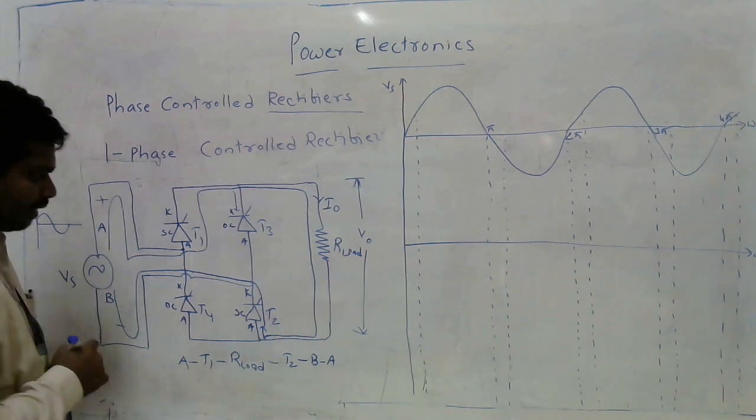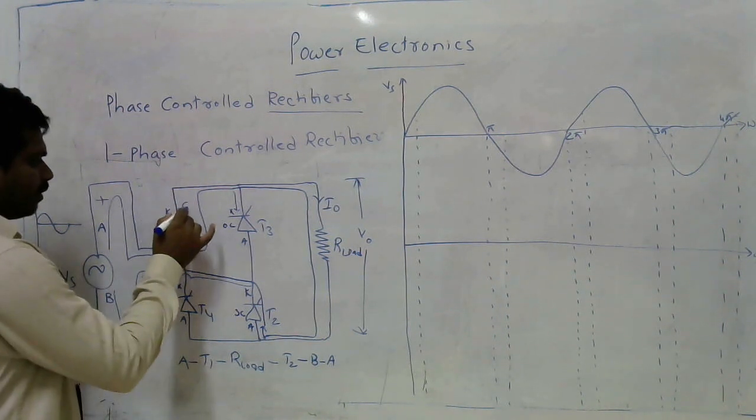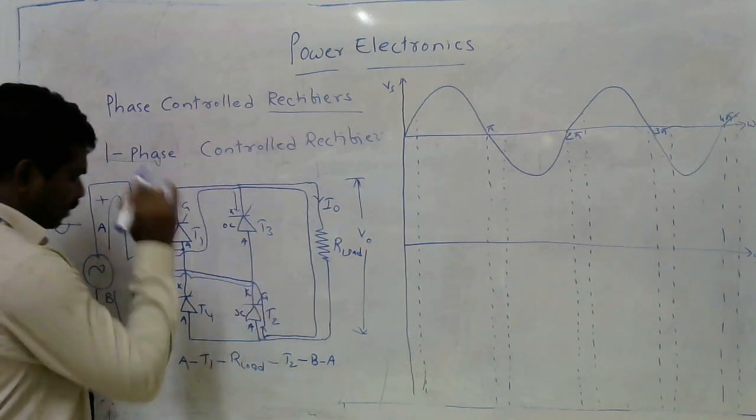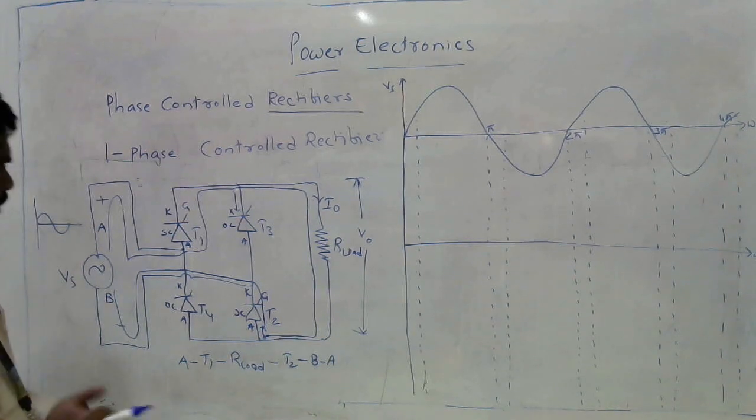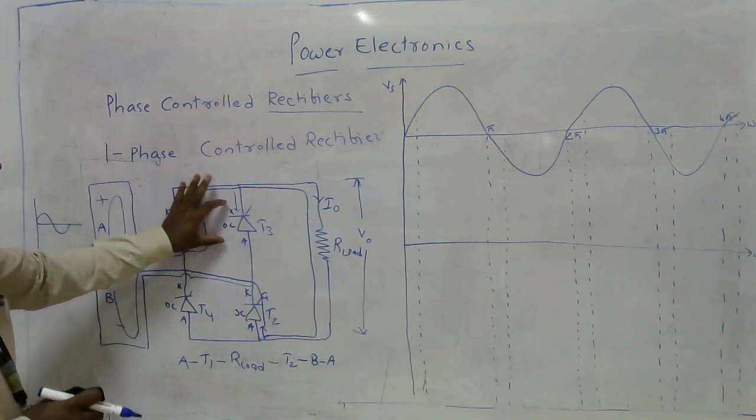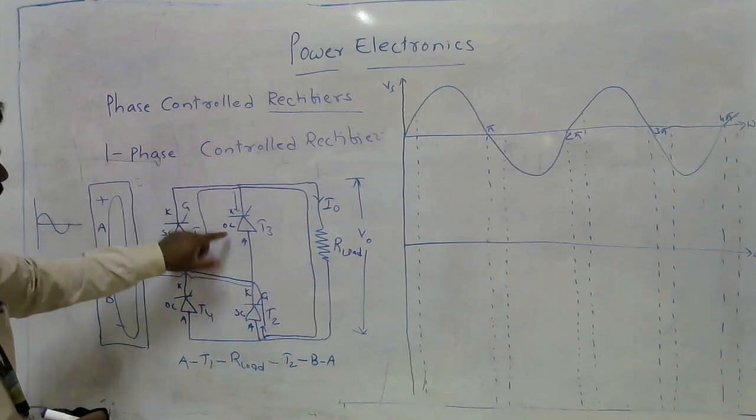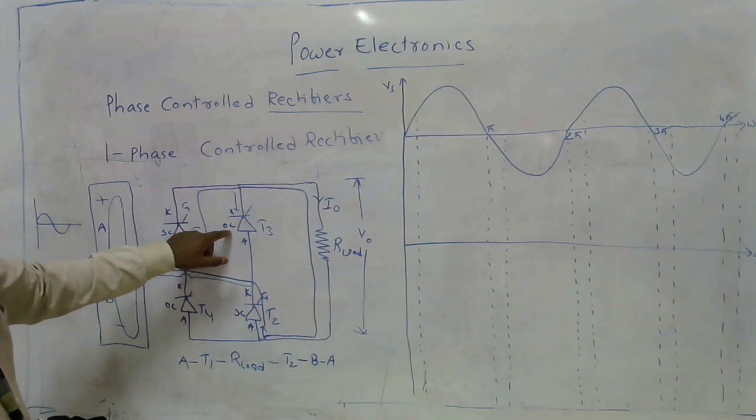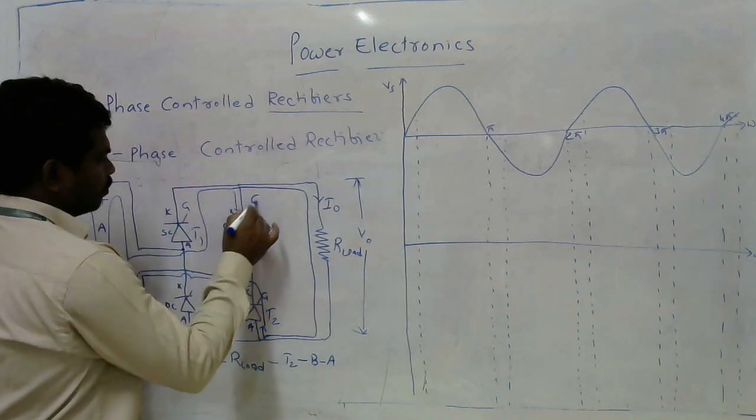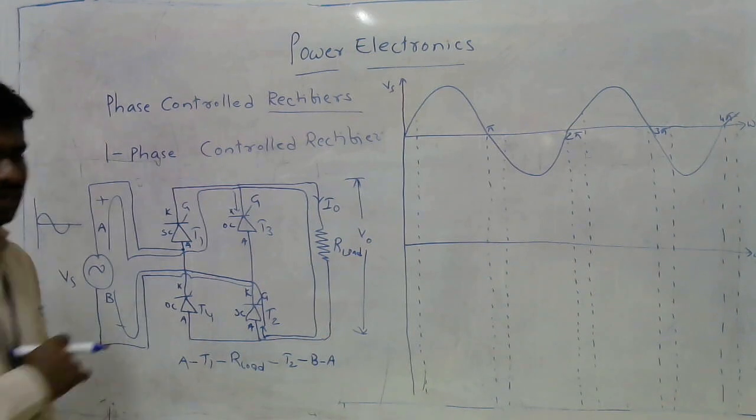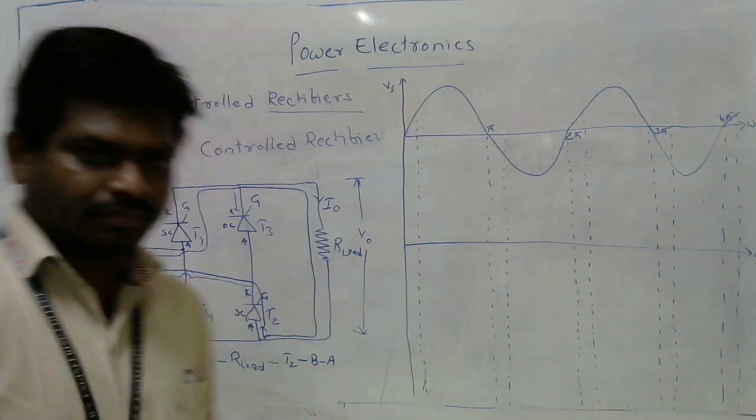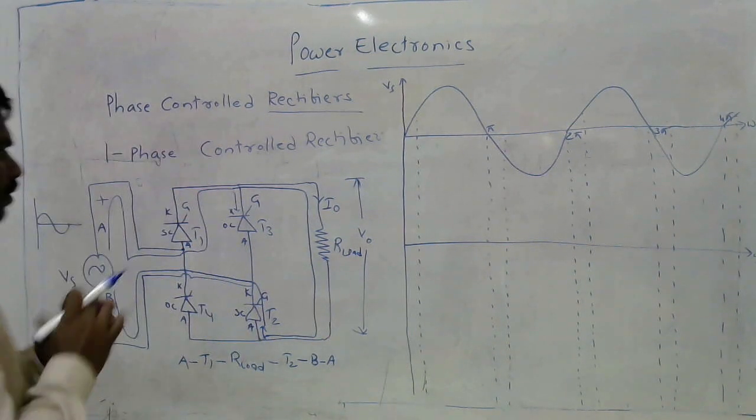And my question here is, what about the gate? What about the gate? Okay, look at this. We'll see this first. It is going to be open circuited directly. Suppose I am giving a gate pulse to this one. Will it conduct or not? That is the question.